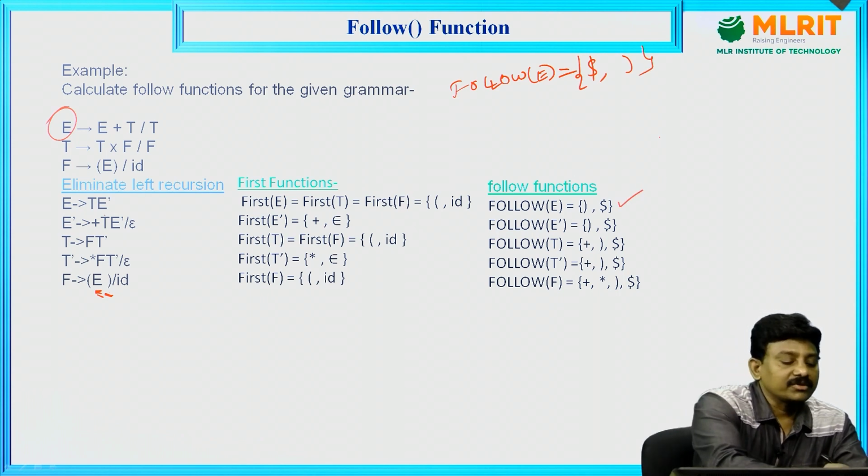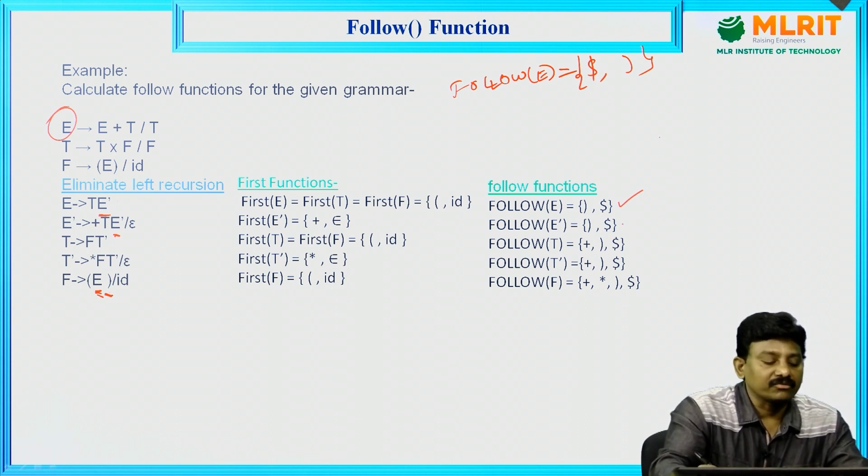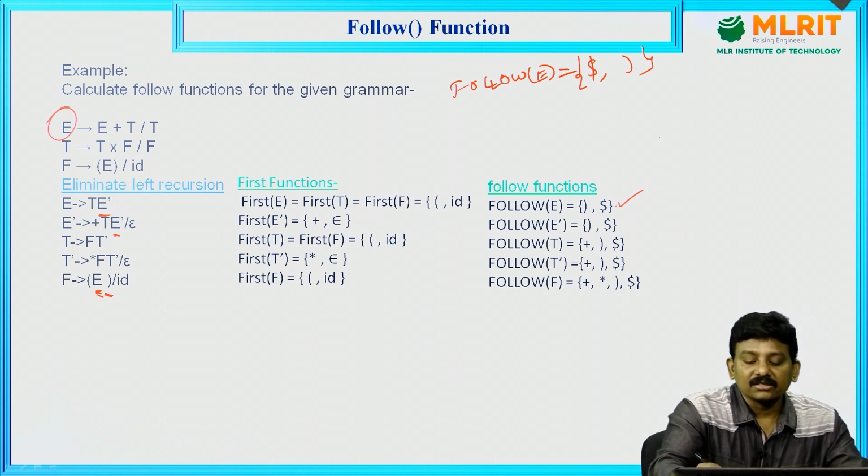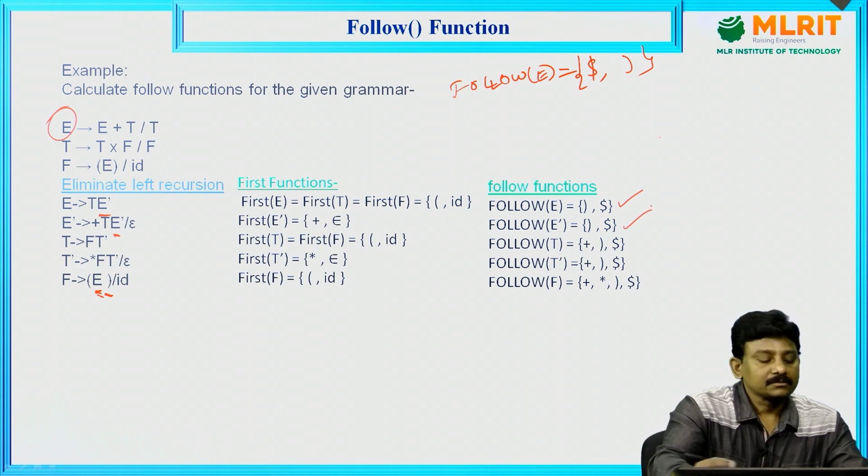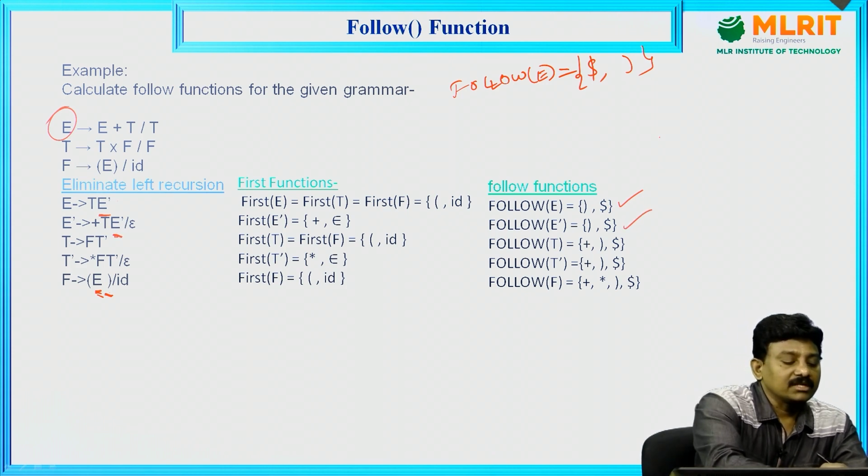Next, follow of E dash. E dash is a non-terminal and the last symbol of the RHS, so we can apply rule 2, follow of B is follow of A. So follow of E dash is follow of E, which is already calculated: right parenthesis and dollar. The production where follow of E dash is follow of E dash, both are the same, so we can ignore that.